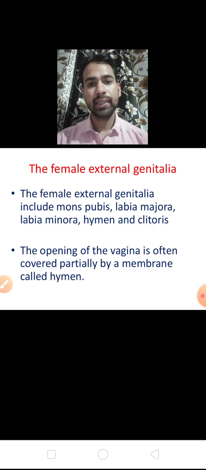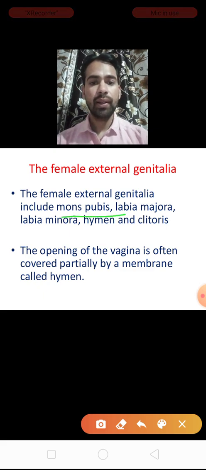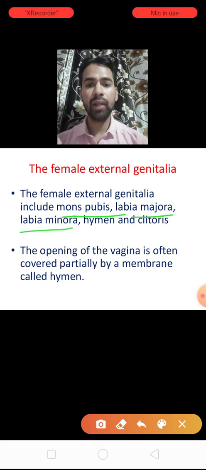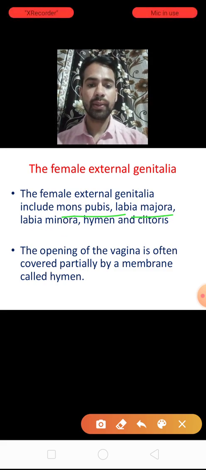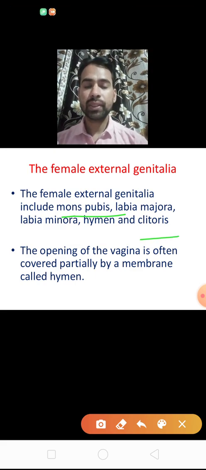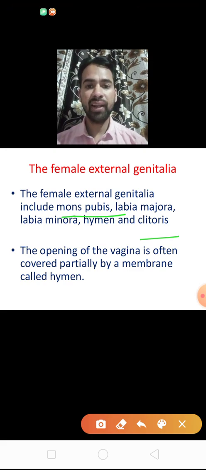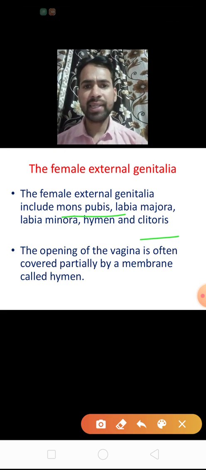The last part is the female external genitalia. It includes mons pubis, labia majora, labia minora, hymen and clitoris. These are the parts of the female external genitalia. So children, one part is very important regarding your exam.